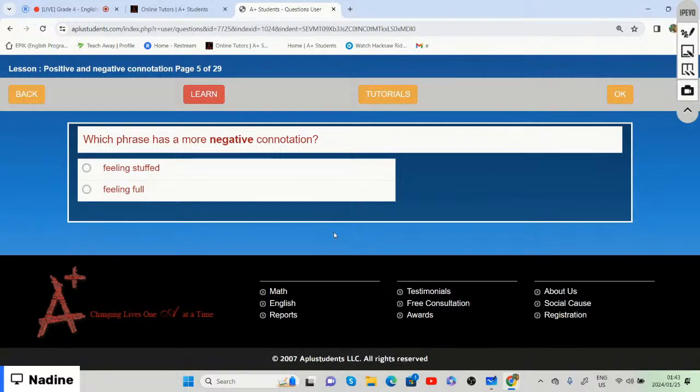All right, let's go to the next one. Which phrase has a more negative connotation? Is it when you're feeling stuffed or when you're feeling full? So you need to say which has a negative connotation. The feeling of being stuffed, this is now when you're eating, or when you're full. And the phrase that has more negative connotation, right? We would say it is the feeling of being stuffed, right?